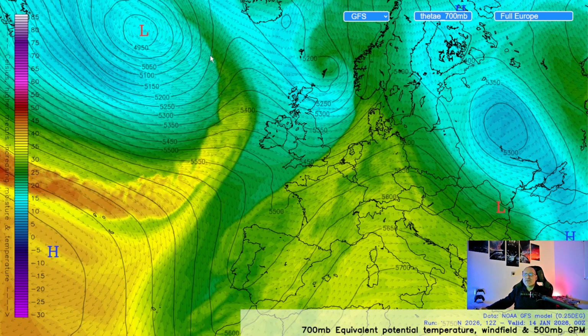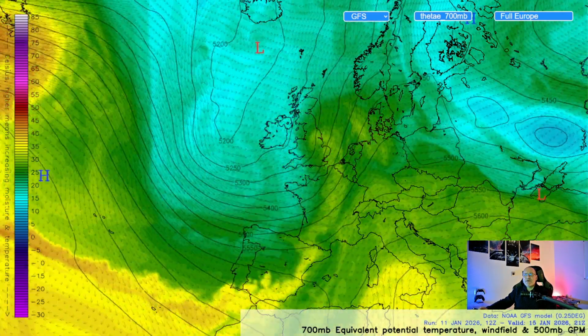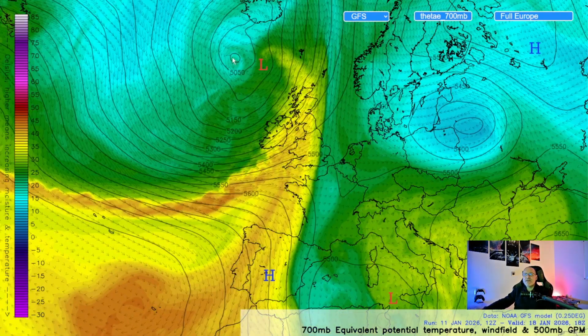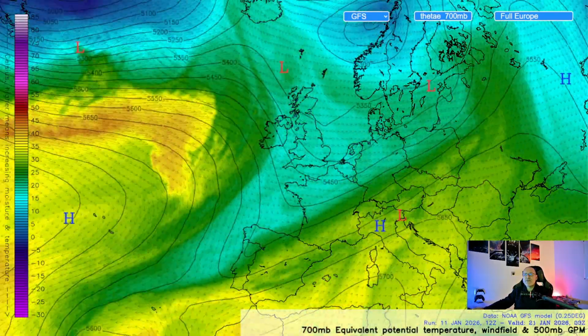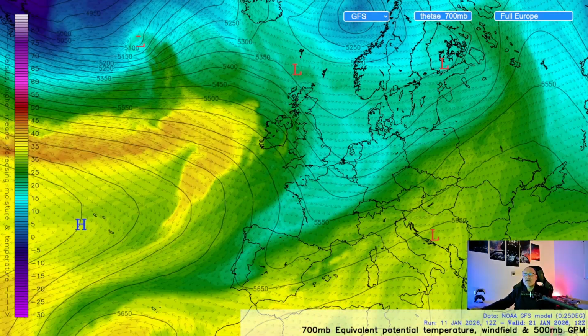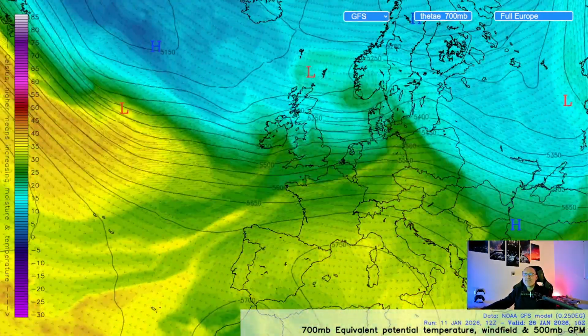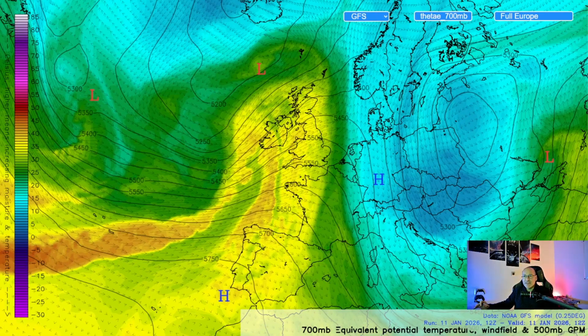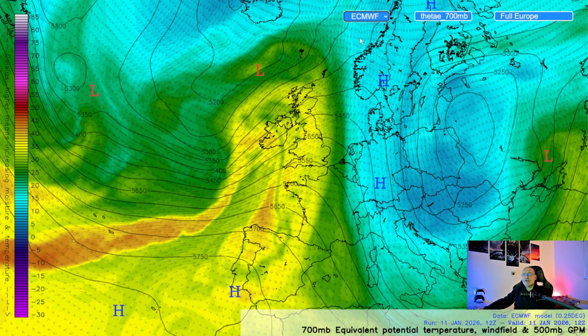So if you go forward in time, we see a low pressure area here. We see another one in its wake, and another, and another, and another. So yes, that statement still holds. The American model still predicts the Atlantic bringing in low after low after low after low. Let's see what the European model is actually saying.